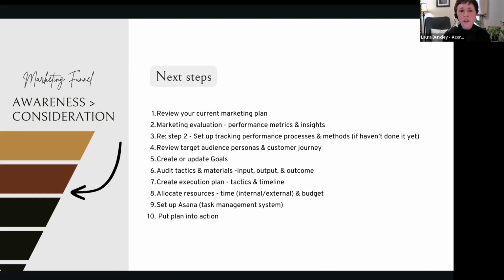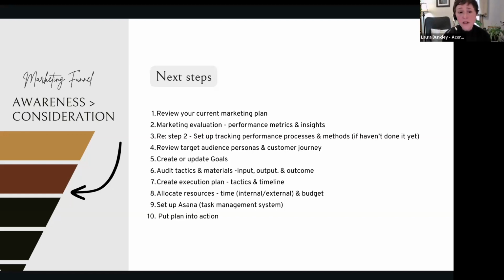Then update or create your goals. And then step back again and audit what you've already been doing. What key tactics and materials do you have? I put input, output, and outcome. Those are terms we use, but basically it's: how many of these things are we creating? Is the quality there? Are they branded properly? How many of you actually published? How many did you put out there? And then what were the results from your efforts? So that is the audit of your tactics and materials.